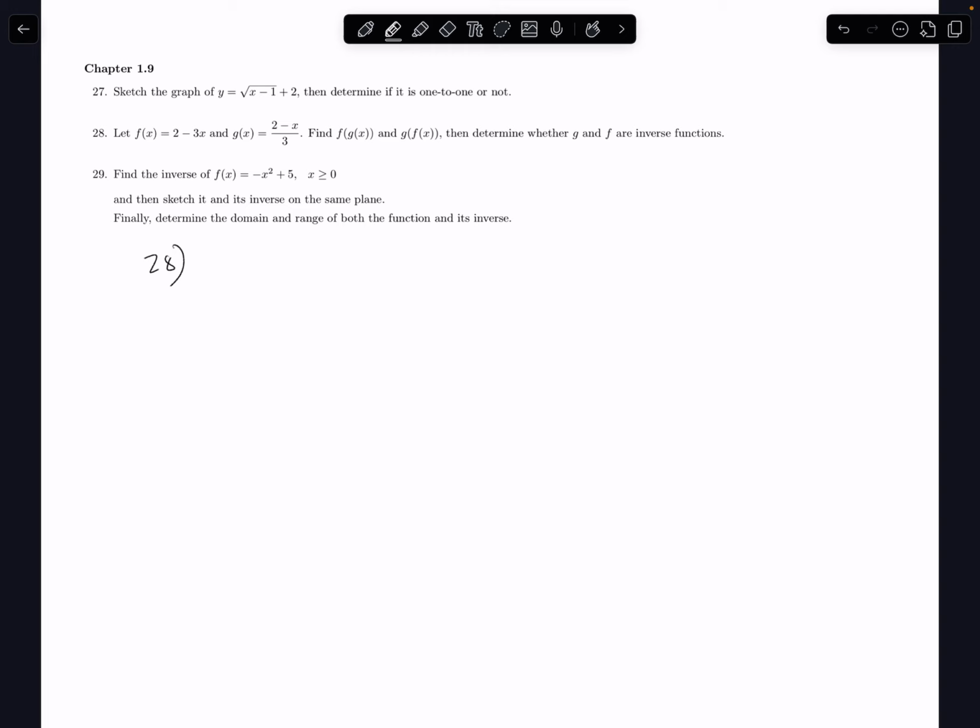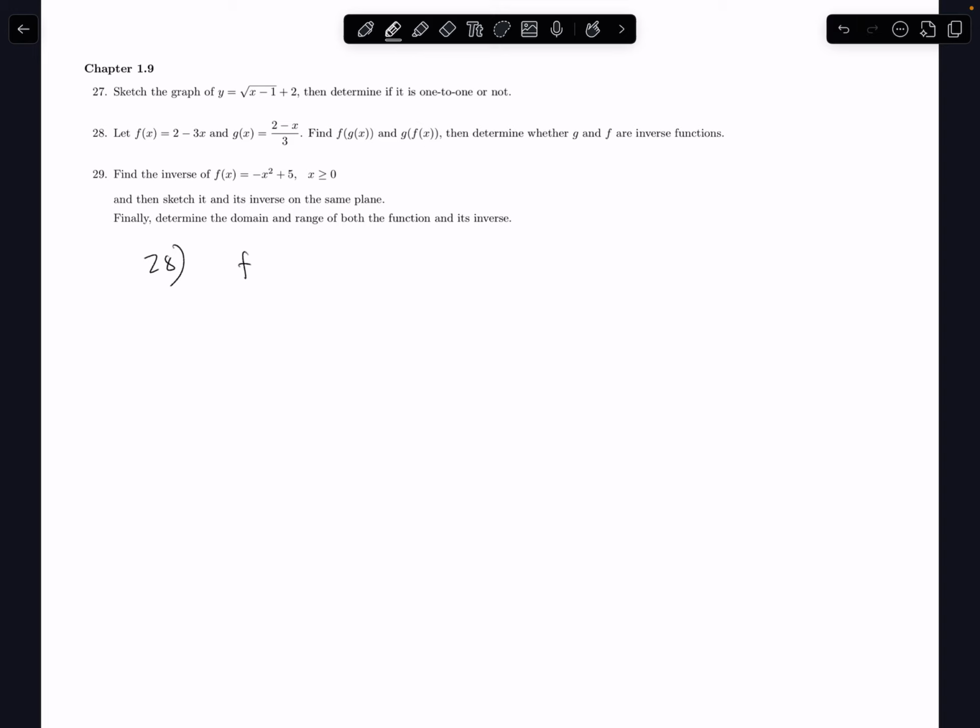Okay, number 28. Let f of x equal 2 minus 3x, and g of x is 2 minus x over 3. Find f of g of x and g of f of x, then determine whether they're inverse functions or not. Remember, the requirement to be inverse functions is that f of g gives me x for all the x in the domain of the inner function, g in that case, and also g of f of x gives me x for everything in the domain of the f function, the inner function.